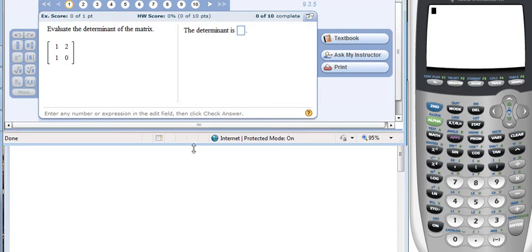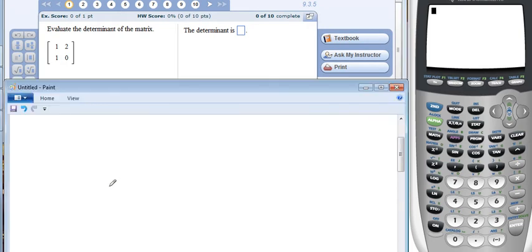All right, so I have the determinant of this matrix, so I'm going to write this down. I got a 1, 2, a 1, and a 0. We'll call this matrix A. So the determinant of A, okay, what I'm going to do is multiply this times this. Okay, so these are cross products. I'm going across. So I've got 1 times 0. And it tells me in my definition that I have to subtract the cross product of this, 1 times 2.